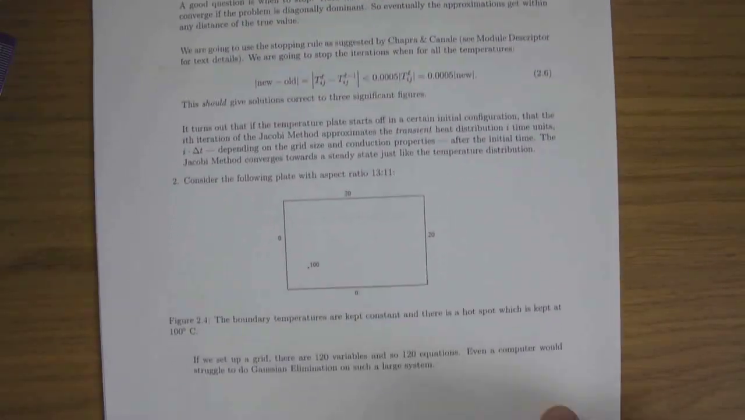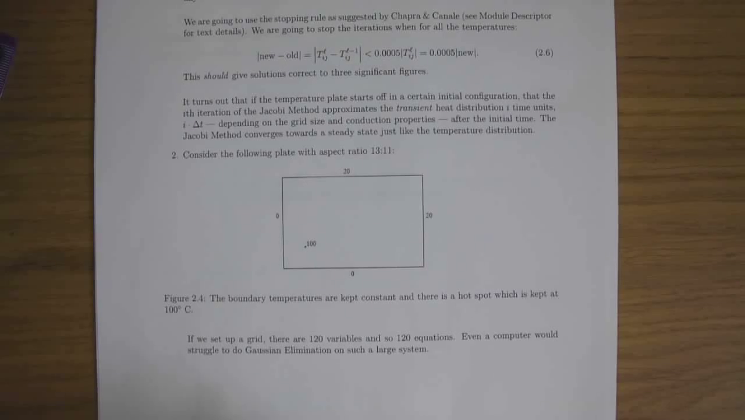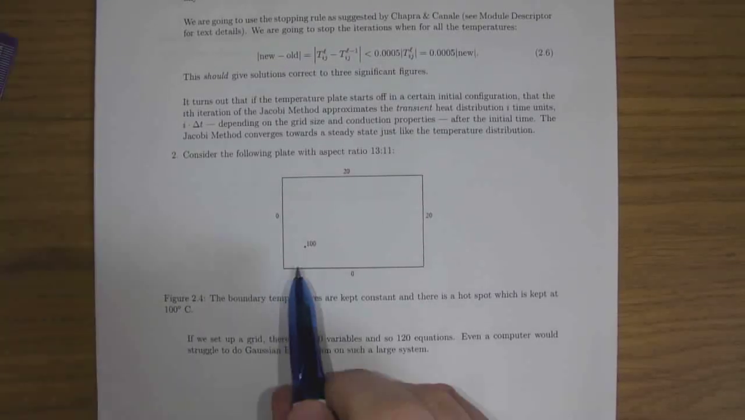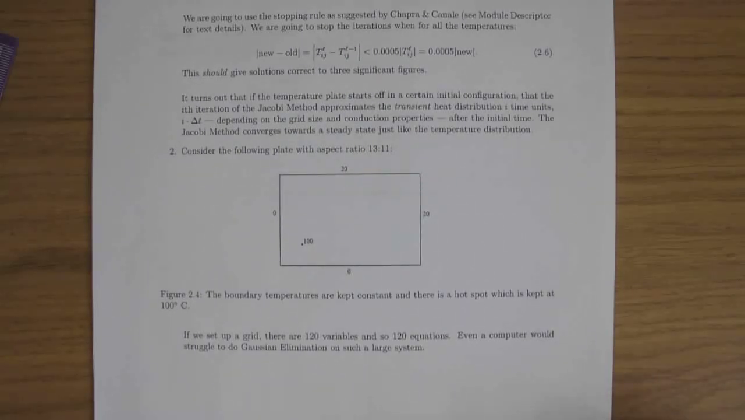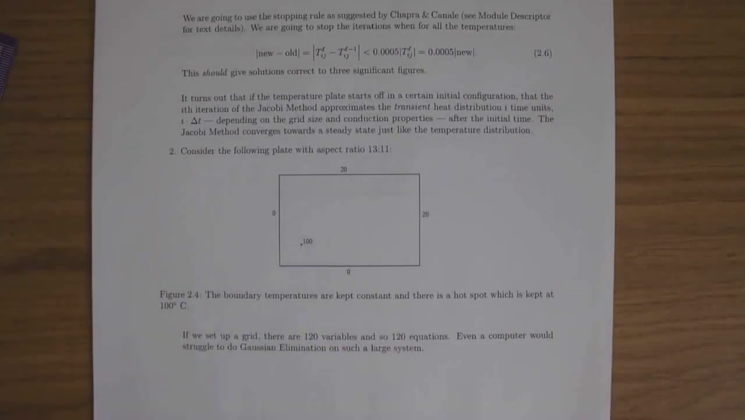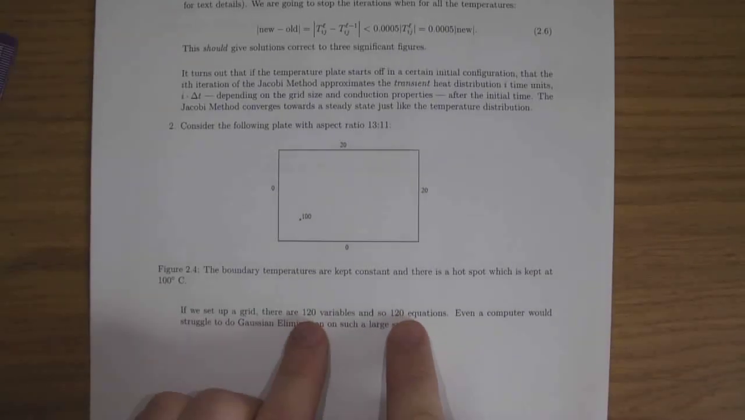So here is a temperature situation. We're interested in the equilibrium temperature. We've got a hot spot, 2 cold edges and 2 kind of warm edges. It's in this ratio 13 to 11, which means they're prime numbers. You can't get a square grid without loads and loads of grid lines. And in fact, you get 120 variables, 120 equations. If you want to solve that problem exactly, you're in serious problem.